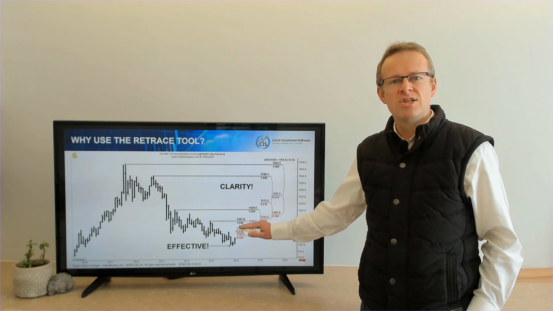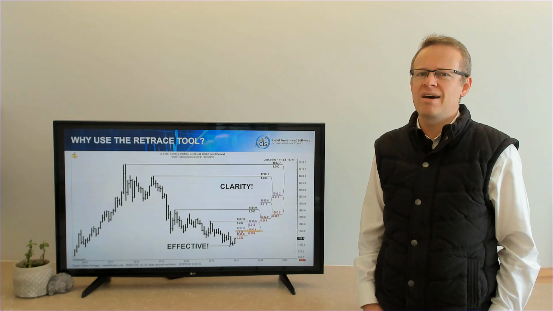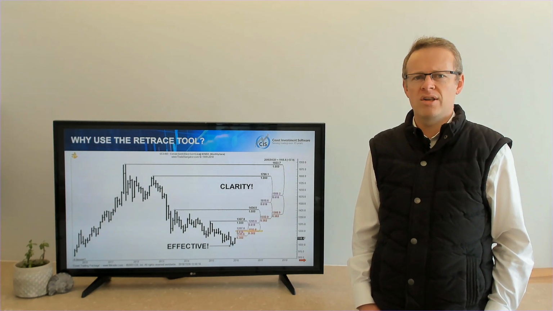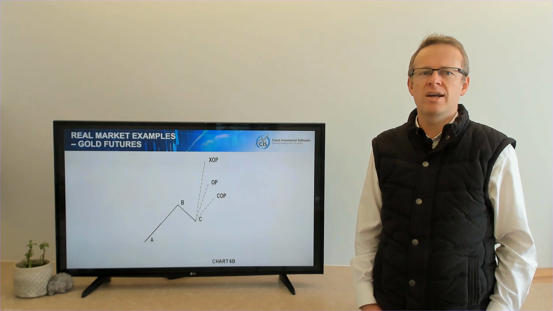The ratios will adjust automatically, and this tool will move down as the market makes new lows. So you don't have to go and adjust anything. You can just monitor the market action. Then looking at some real market examples.